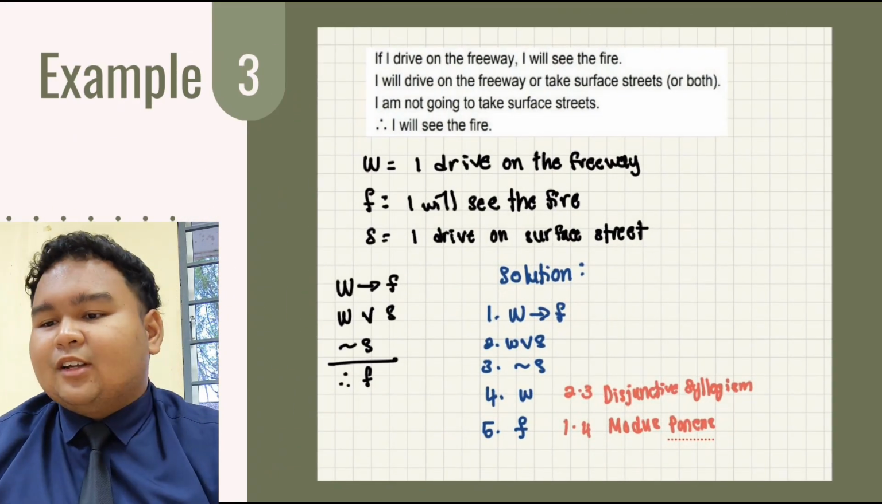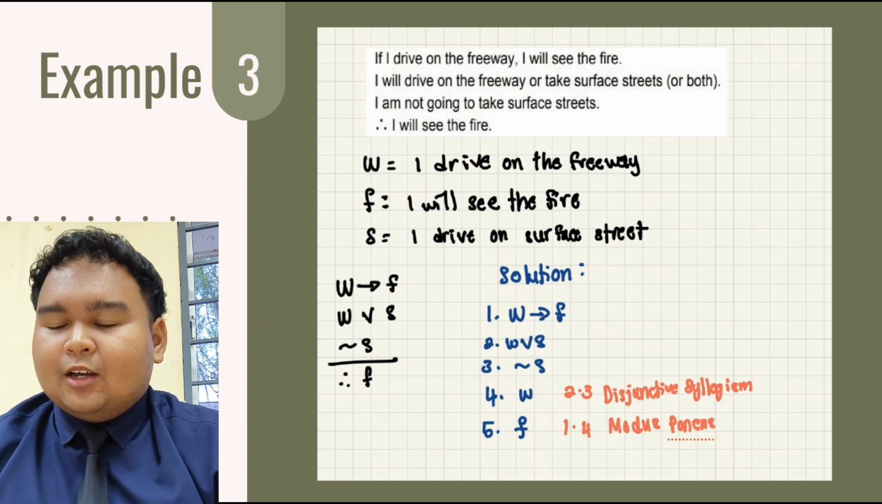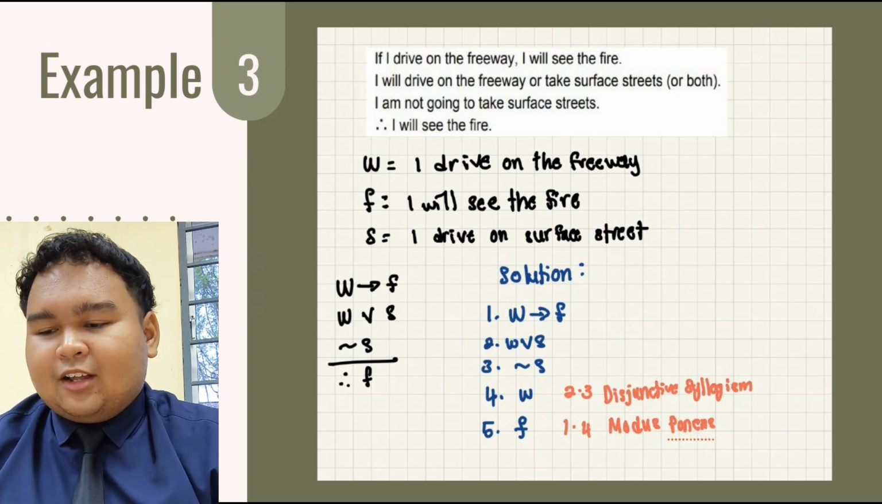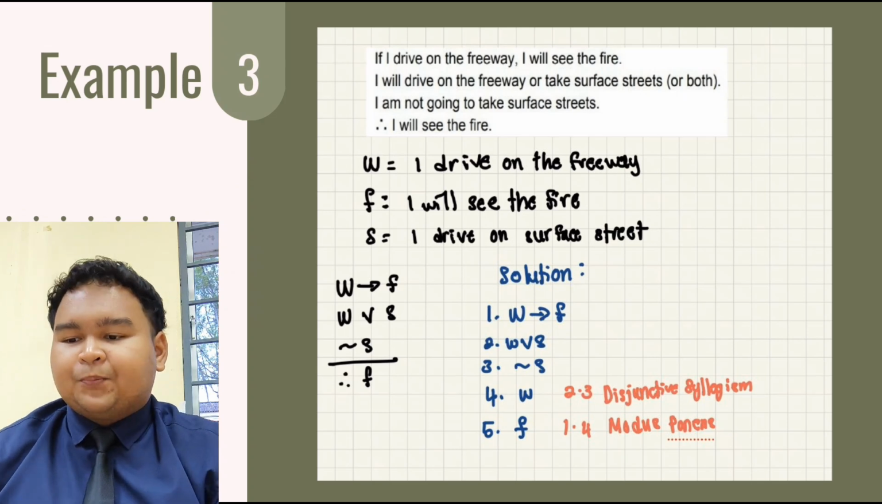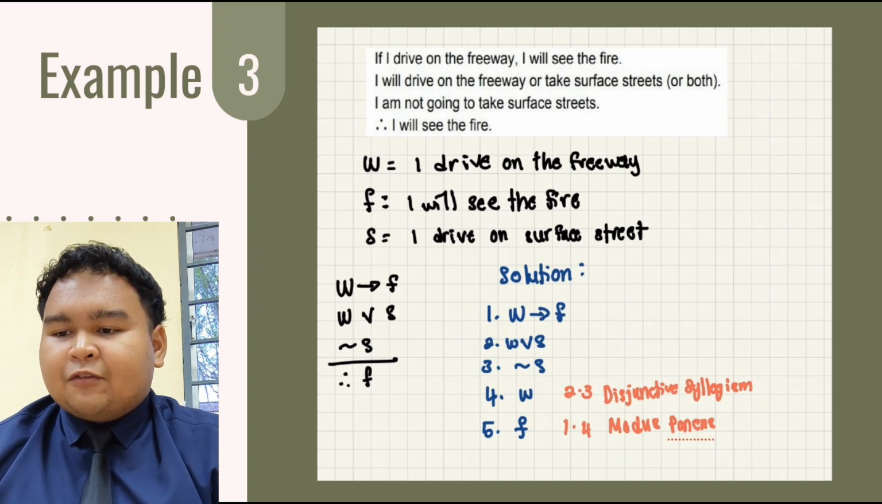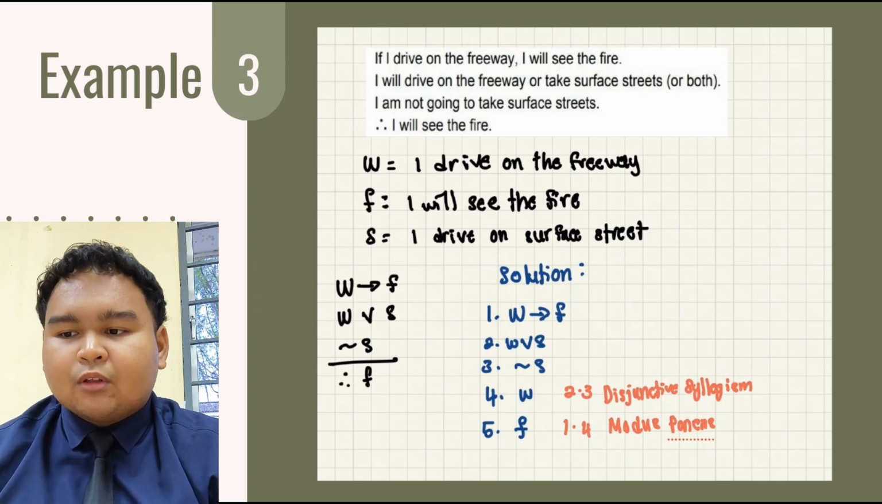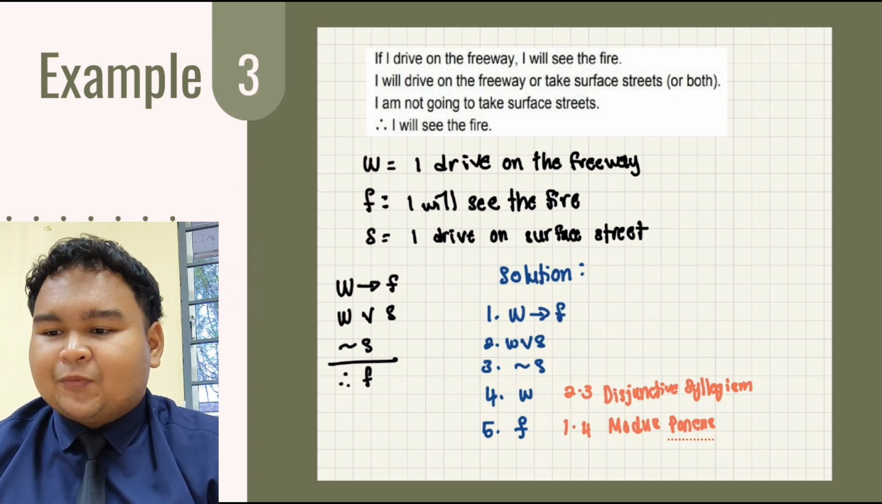Okay, for the last example, it's a bit different from the last two examples because we have statements here that we need to change into premises first if we are going to solve it. So the statements are: if I drive on the freeway, I will see the fire. I will drive on the freeway or take surface streets, or both. I am not going to take surface streets. And the conclusion is I will see the fire.